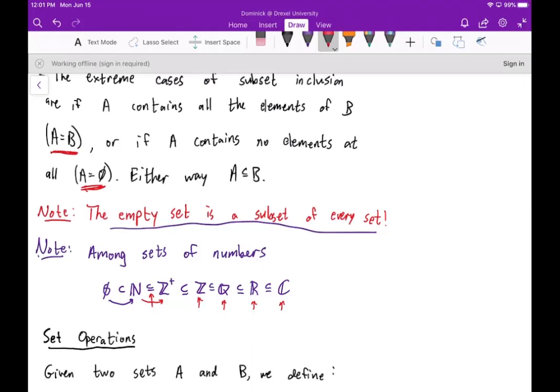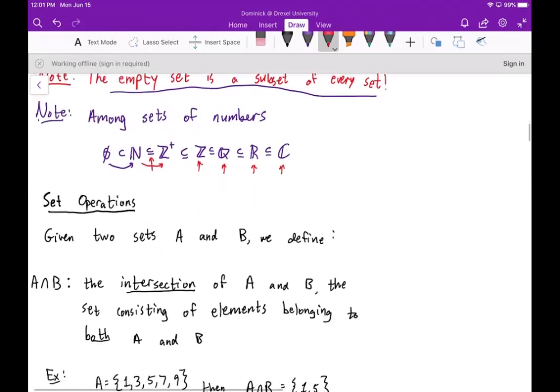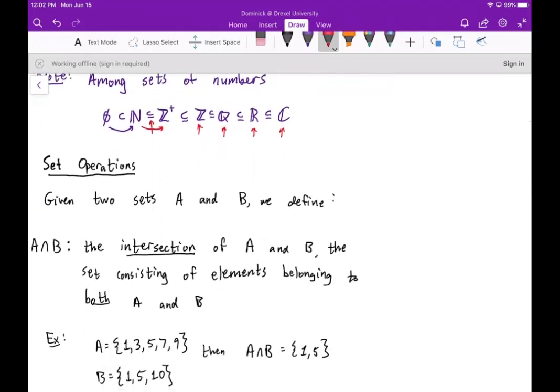Okay, so those are just some notes to make about the subset inclusion of some of our sets of numbers. Okay, now we need to talk about some set operations. Of course, in all of these, we'll be considering two sets A and B.